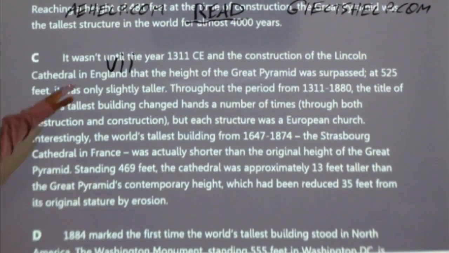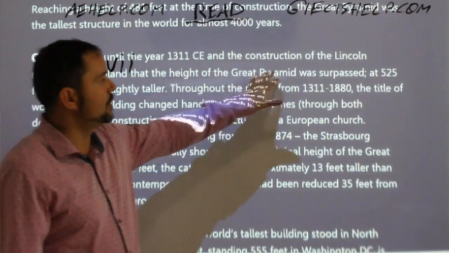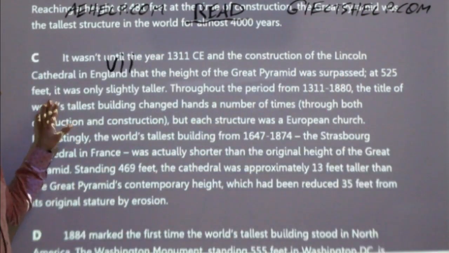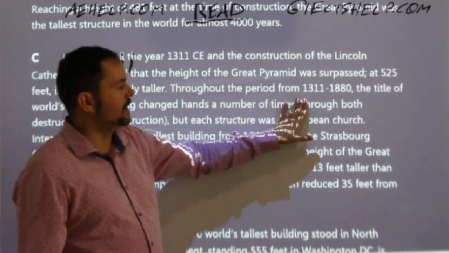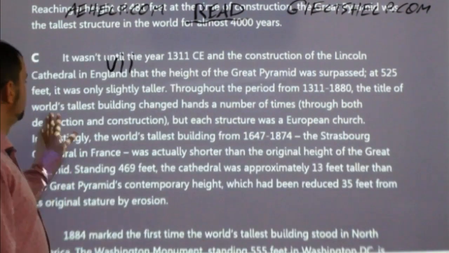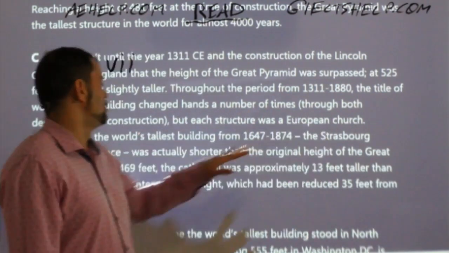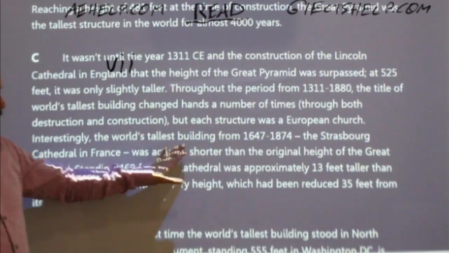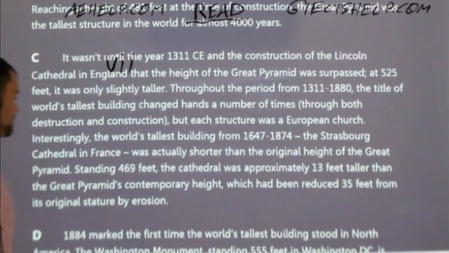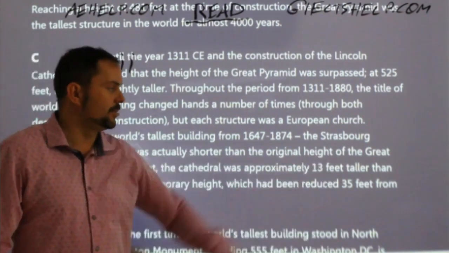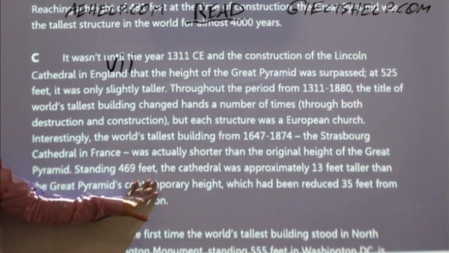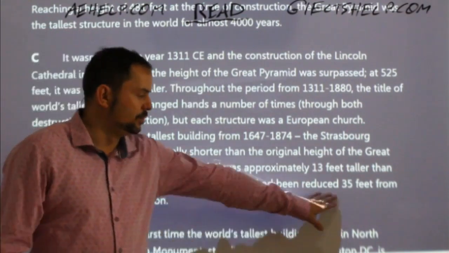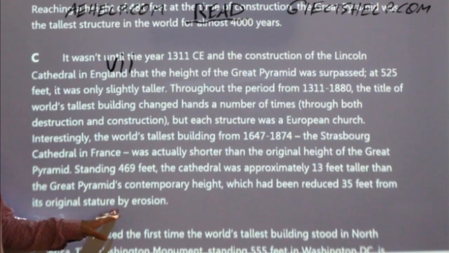with C. It wasn't until the year 1311 CE and the construction of the Lincoln Cathedral in England that the height of the Great Pyramid was surpassed at 525 feet. It was only slightly taller. Throughout the period from 1311 to 1880, the title of the world's tallest building changed hands a number of times through both destruction and construction. But each structure was a European church. Interestingly, the world's tallest building from 1647 to 1874, the Strasbourg Cathedral in France, was actually shorter than the original height of the Great Pyramid, standing 469 feet. The cathedral was approximately 13 feet taller than the Great Pyramid's contemporary height, which had been reduced 35 feet from its original stature by erosion.